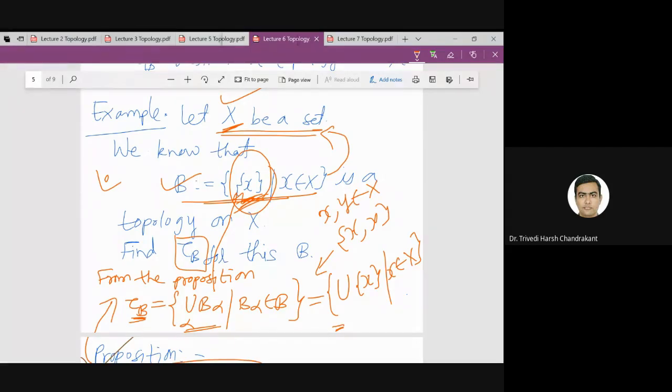Does {x, y} belong to tau B? Because tau B contains the singleton {x} already. What is the answer? You can write in the chat box also.